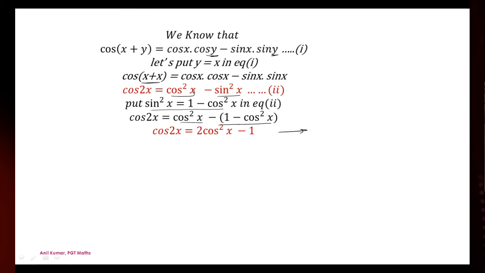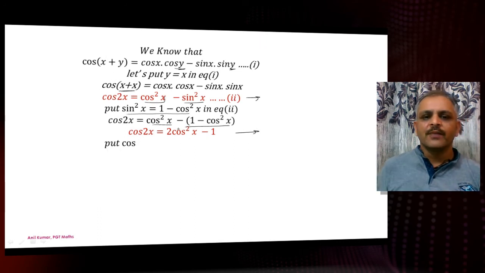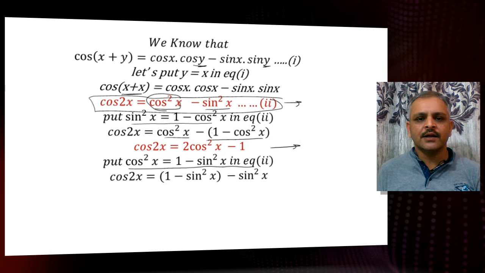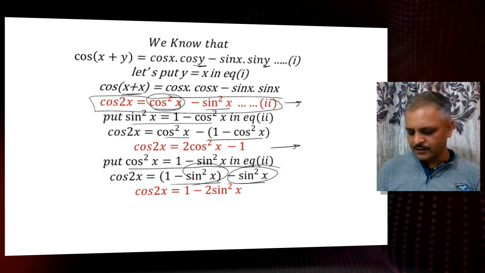So these are two different identities we got. Let's make a change once again. Instead of putting sin square x equal to 1 minus cos square x, let's put cos square x equal to 1 minus sin square x in equation 2. So cos 2x becomes, instead of cos square x, 1 minus sin square x, minus sin square x. On simplification, minus sin square x and minus sin square x become minus 2 sin square x. So cos 2x becomes 1 minus 2 sin square x.